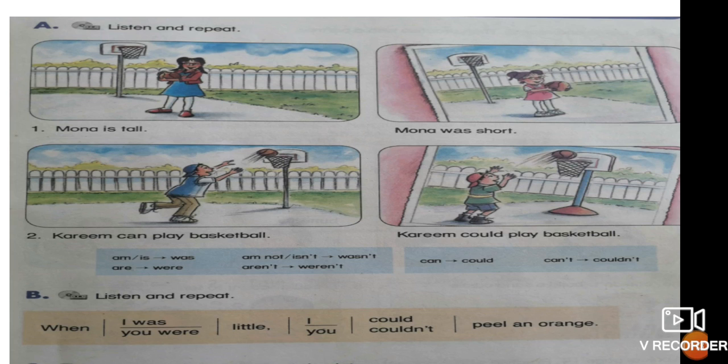Okay, so exercise B, listen and repeat. When I was little, I could peel an orange. Another sentence: when I was little, I couldn't peel an orange. Again, another sentence: when you were little, you could peel an orange. What about the negative? When you were little, you couldn't peel an orange.